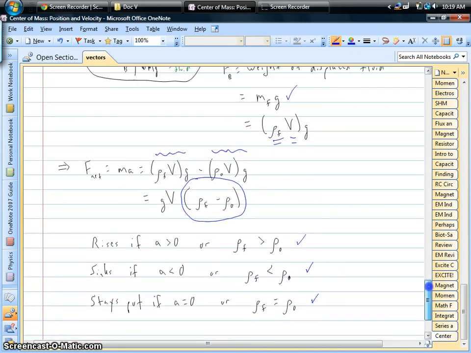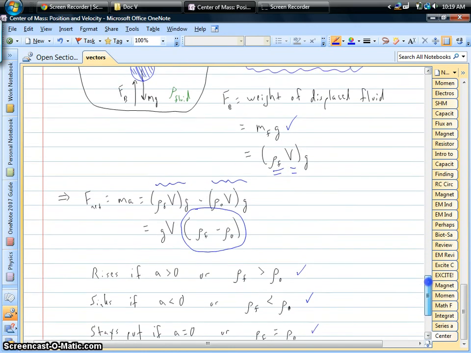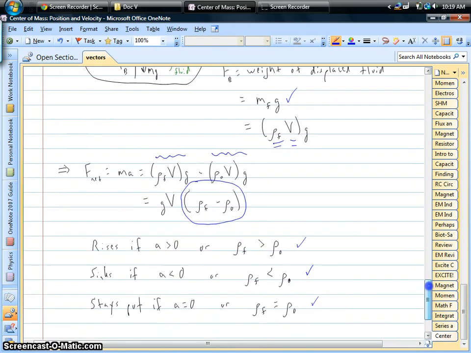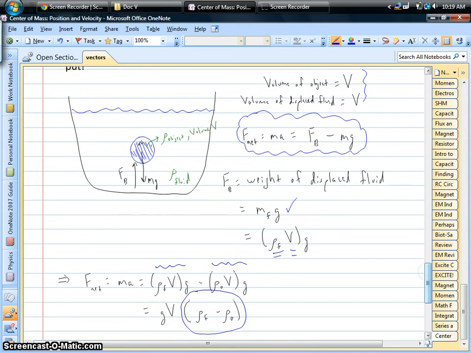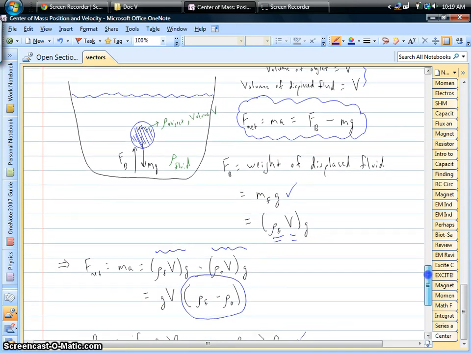Okay? So, yeah, it's just kind of a neat little thing. There's not much more to it in the simplest case. I just wanted to give a brief description of what the buoyant force is and why things sink or float.